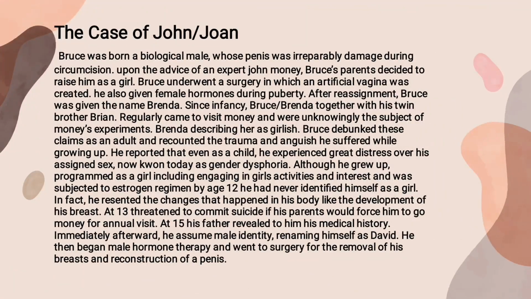The case of John and Joan. Bruce was born a biological male whose penis was irreparably damaged during circumcision. Upon the advice of an expert, John Money, Bruce's parents decided to raise him as a girl. Bruce underwent a surgery in which an artificial vagina was created. He was also given female hormones during puberty. After the assignment, Bruce was given the name Brenda.